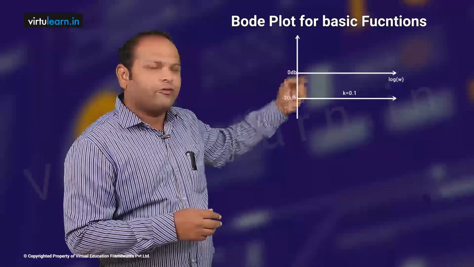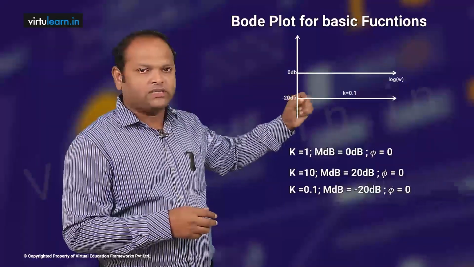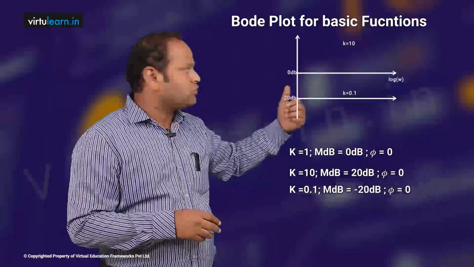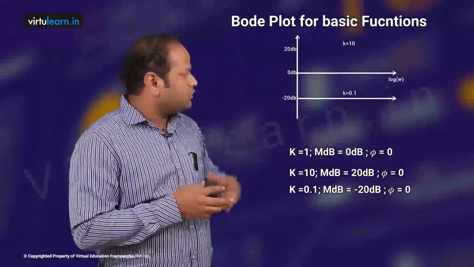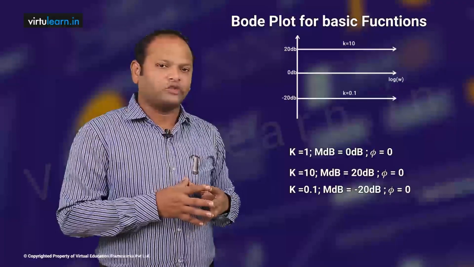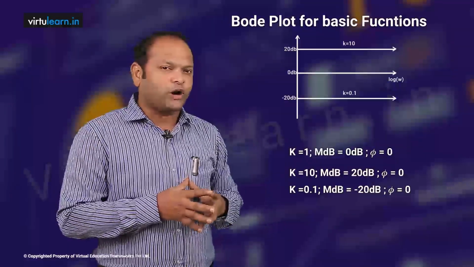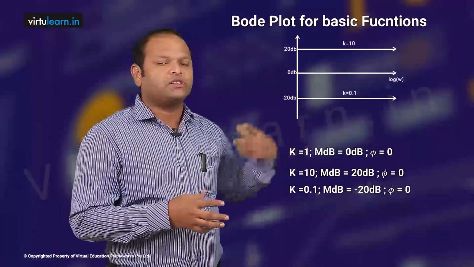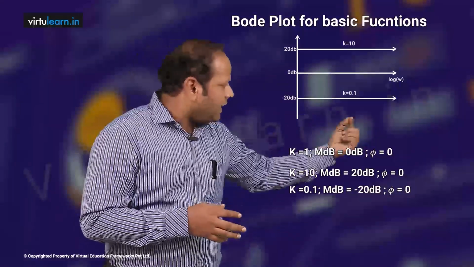Next, when you increase the K value from 1 to 10, what is 20 log 10? That is going to be 20 dB. So 20 dB is this line, and I have a line like this. That is the magnitude plot. When you decrease the K value to 0.1, then it is going to be minus 20 dB. 20 log of 0.1 is minus 20 dB, and we have a line like this.